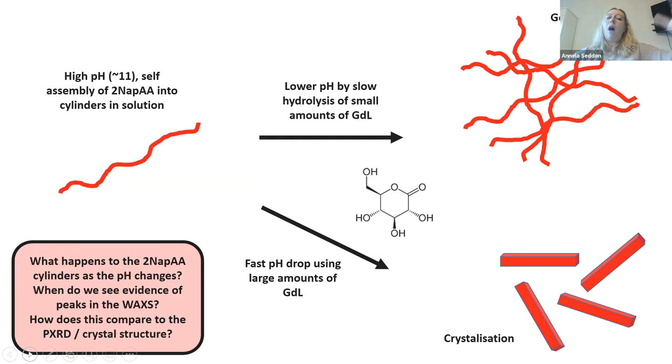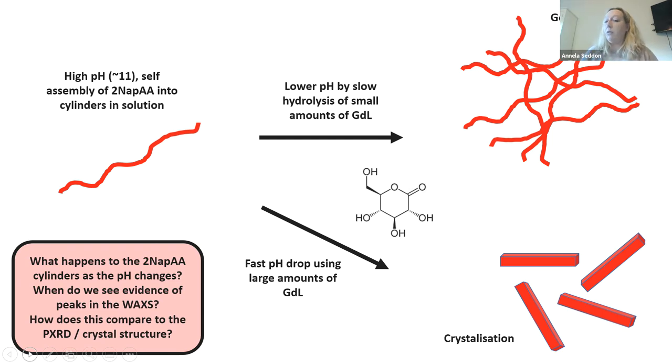If we start with a high pH solution of cylinders of 2-NAP-AA, and we lower the pH very slowly with a small amount of GDL, we know we form a gel. If we lower the pH quickly by throwing in quite a lot of GDL, we know we form a crystal. So what happens to the 2-NAP-AA cylinders during this process at slow and fast pH drop?